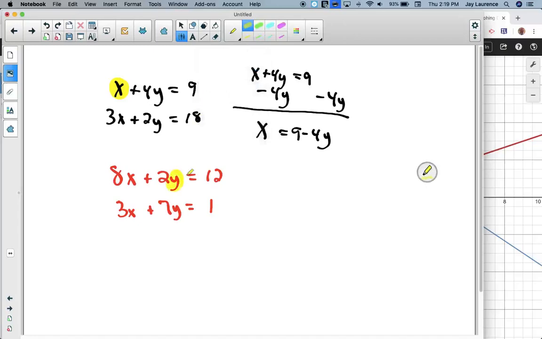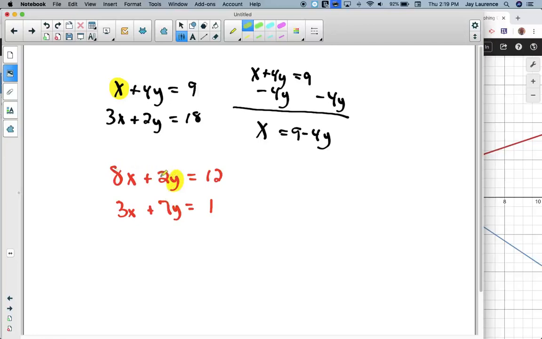one. The reason being, I know that at some point when I solve for one of these variables, I'll have to divide. If I want to solve for this x, I'll have to divide by 8. The second x, I'll have to divide by 3. This y, I'll have to divide by 7, and this y, I'll have to divide by 2.